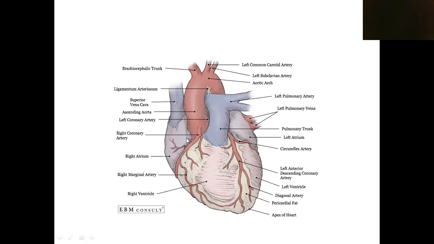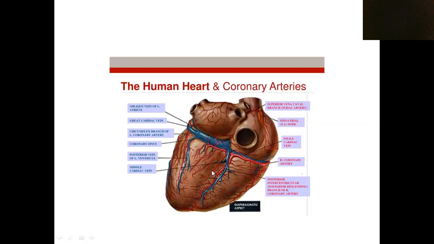Okay, so the right coronary artery supplies the right atrium, then the major part of the right ventricle, except a small area near the anterior interventricular sulcus. It is supplied by the left coronary artery. Then a small part of the left ventricle, near the posterior interventricular sulcus. There we have the posterior interventricular branch, which I told you about. So this area of the left ventricle is also supplied by the right coronary artery.